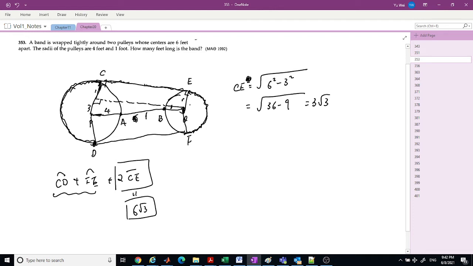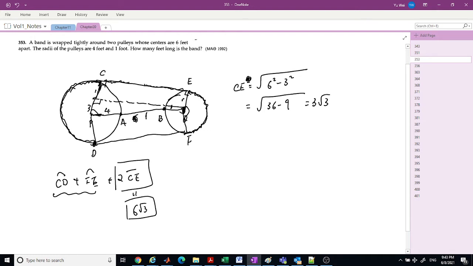Now we need to solve the CD arc and the EF arc. In order to solve them, we'd better know their angle, because once we know the angle, we can solve it. So now let's see what the angle is. Now we can try to solve this angle.